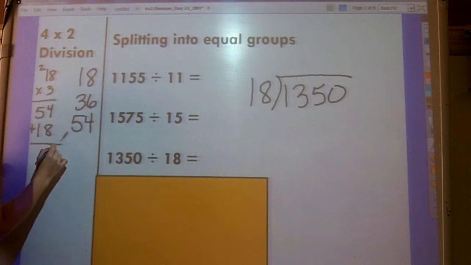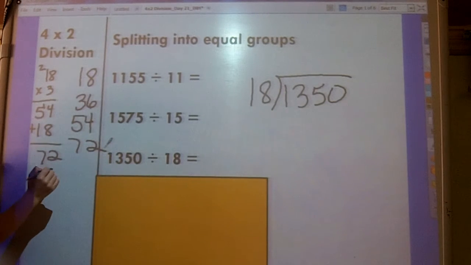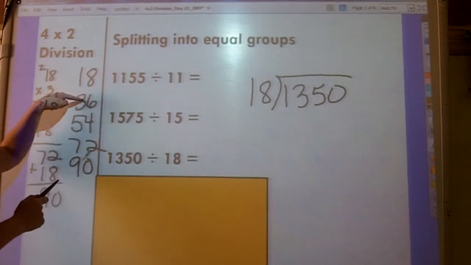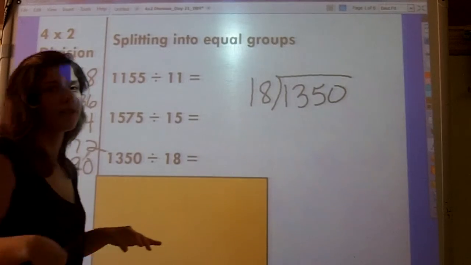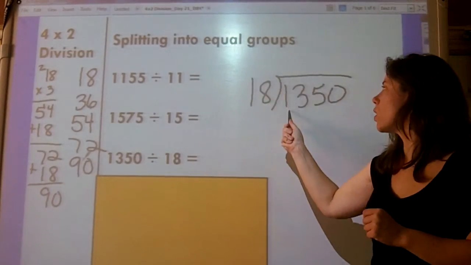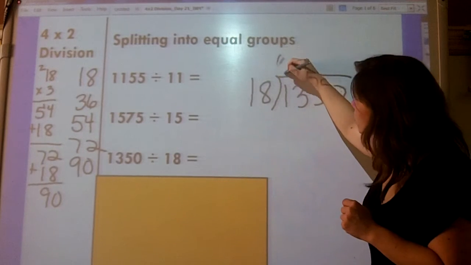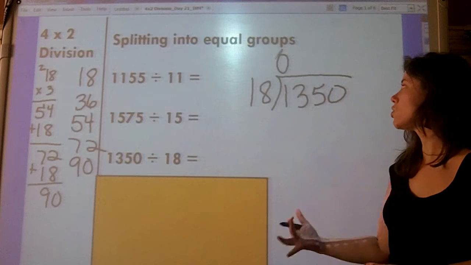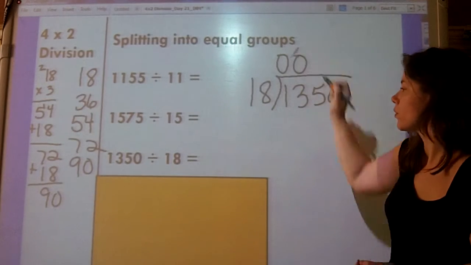I can do 18 times 4, or I can add 18 to this. That's 72. Let's do one more. That gives me 90. Okay, I just counted by 18 five times. Hopefully that'll be enough. If not, I can always go back and add more multiples. Can I count by 18 to get to 1? No, so I need a placeholder. Can I count by 18 to get to 13? No, 18 is too big, so again, I need a placeholder.